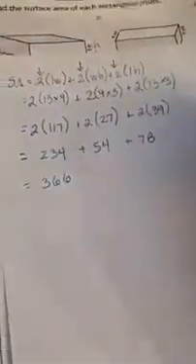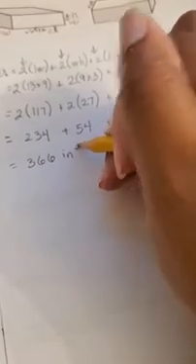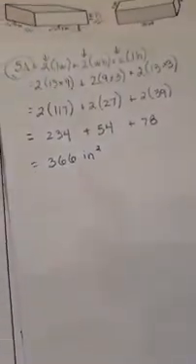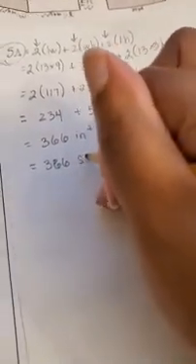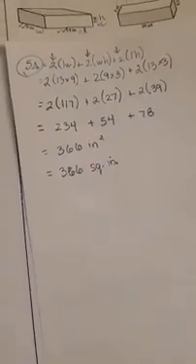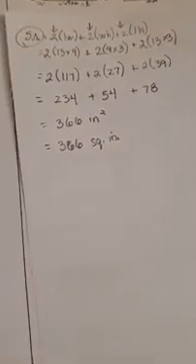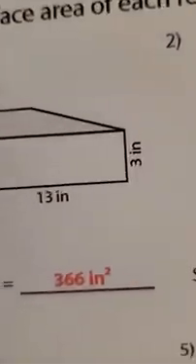We get 366, and we are talking about inches, so it would be inches squared. Okay, surface area, remember it's area, so it's inches squared. Or the way we've been writing it, because we're on digital, it's 366 square inches. I'm just checking my answer key to see if we got it right, and we did.